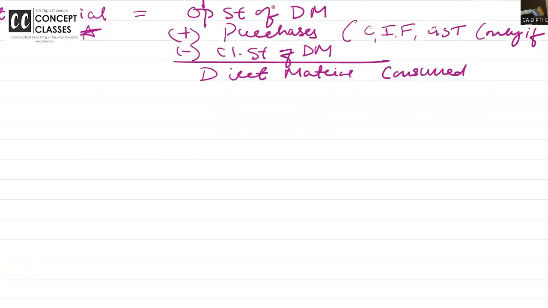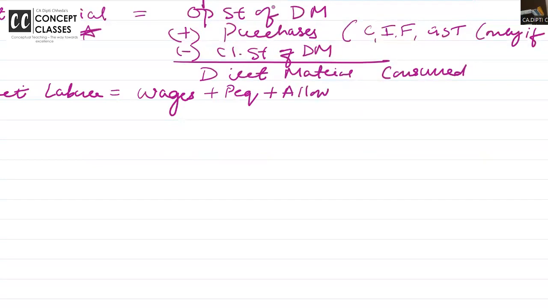Now let us talk about direct labor. Ma'am, direct labor is whatever wages we pay. But we all know from the labor chapter that along with wages, we are paying them perquisites, allowances, their ESIC. They are also paying 12% of their salary to PF, so we are also giving 12 extra on 100. Whatever I am paying to my employee is all added here.